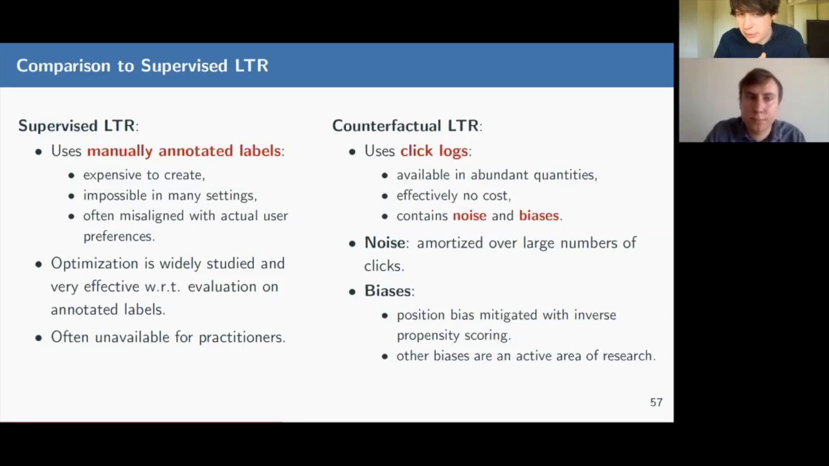So we've discussed other solutions, mainly inverse propensity scoring. But we know this is not the end of the story. We've seen a little bit of trust bias. We know there are many more biases going on, and we know the models can be better. So I would expect this to be a very active area of research, and we expect a lot more research in this area. All right, that's a brief comparison. We'll do more at the end in part 4.